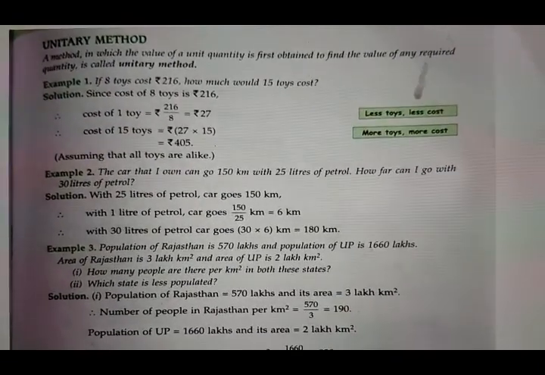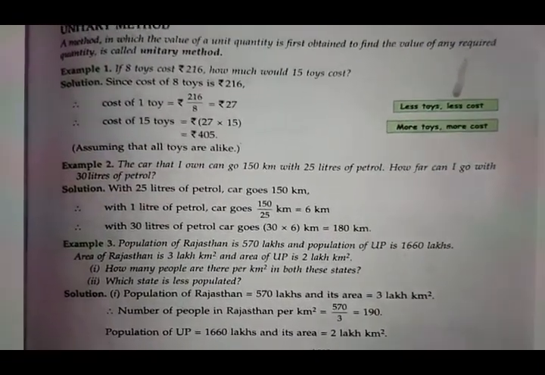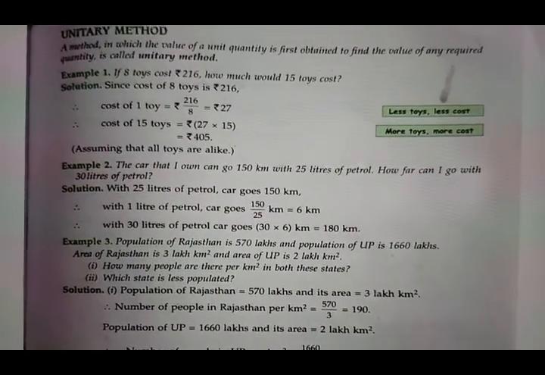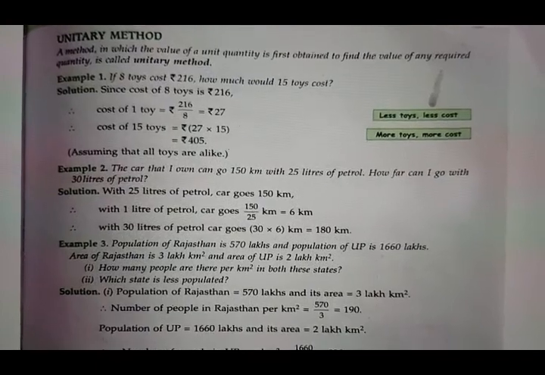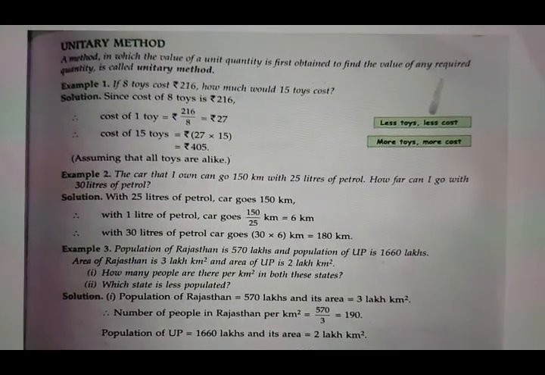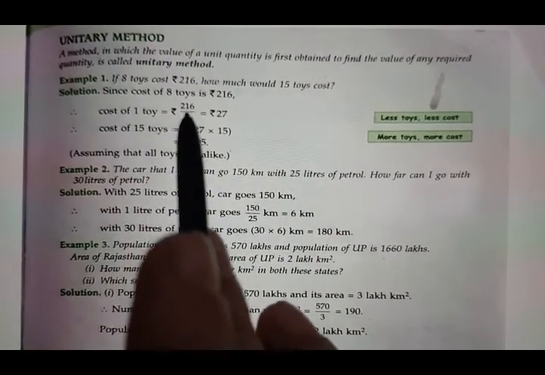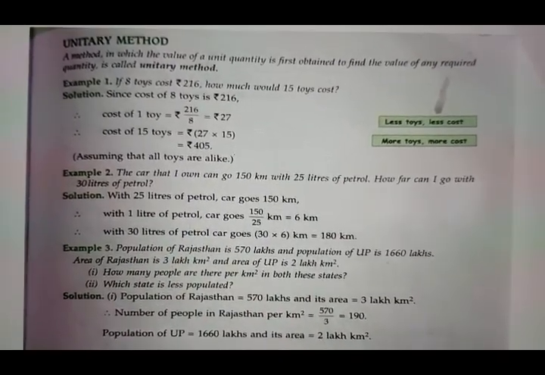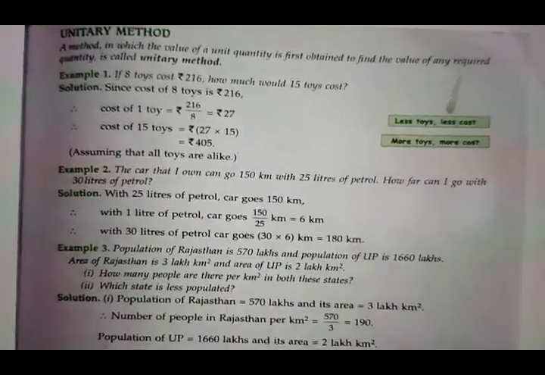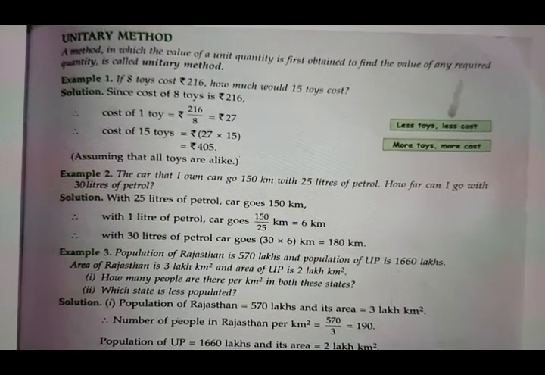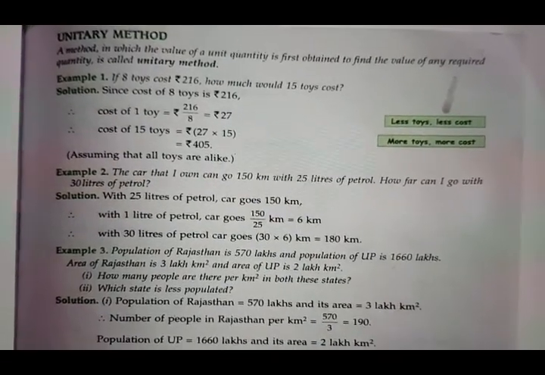So let us understand with the help of an example. For example, if there are 8 toys which cost 216 rupees, how much would 15 toys cost? Since the cost of 8 toys is 216, we'll find the cost of one toy, that is 216 divided by 8, which is 27. Therefore now we've got the value of unit. One unit is known, so we find the cost of 15 toys by multiplying with 27.